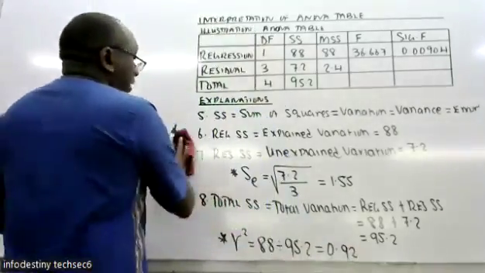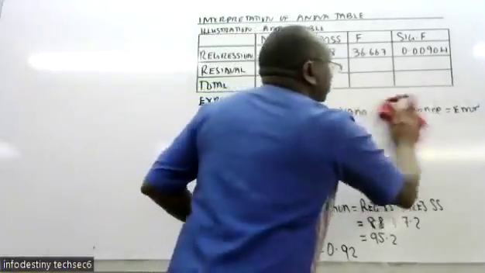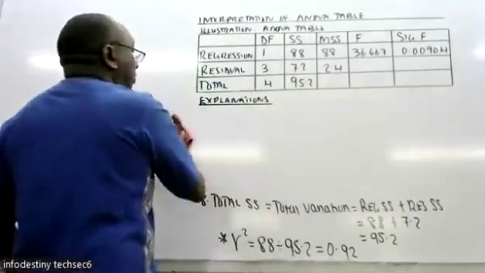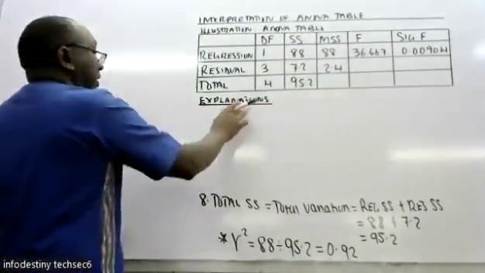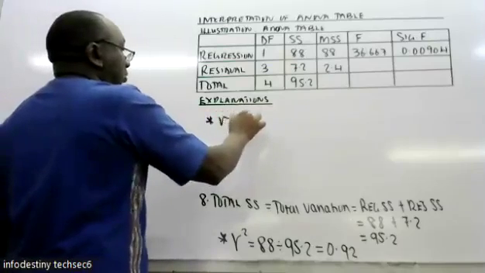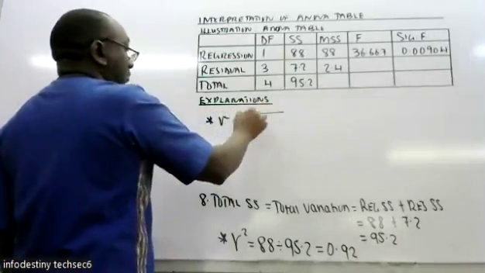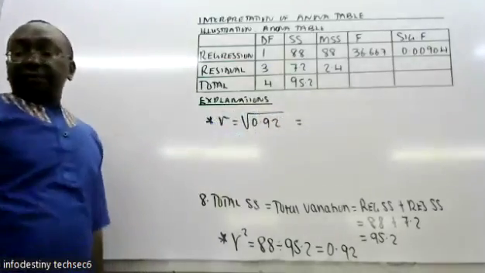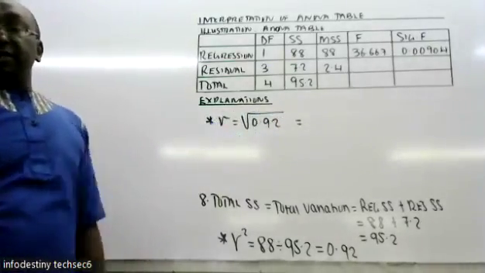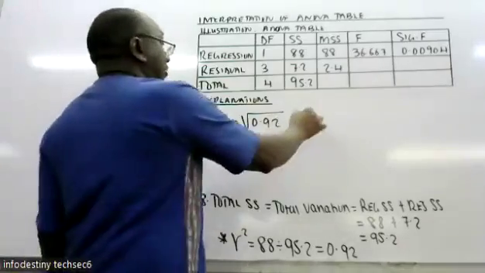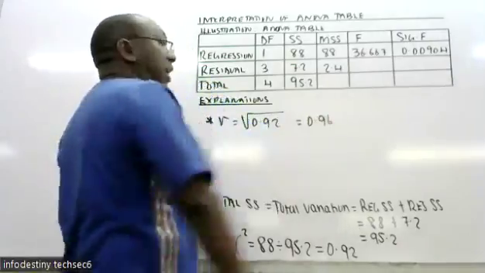Still here, R is the square root of R squared. So if you take the square root of the value you have just gotten, that will give you the correlation coefficient R, 0.96.